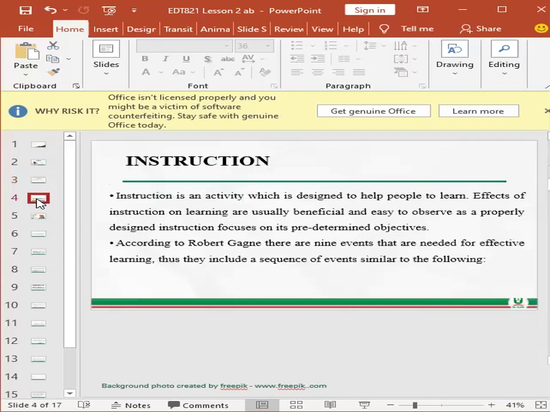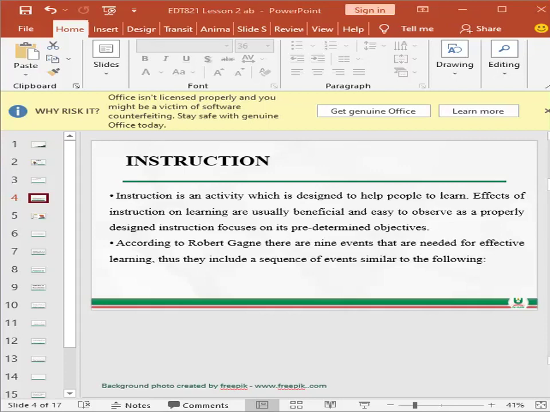What is instruction? Instruction is an activity which is designed to help people to learn. Effects of instruction on learning are usually beneficial and easy to observe, as a properly designed instruction focuses on its predetermined objectives.